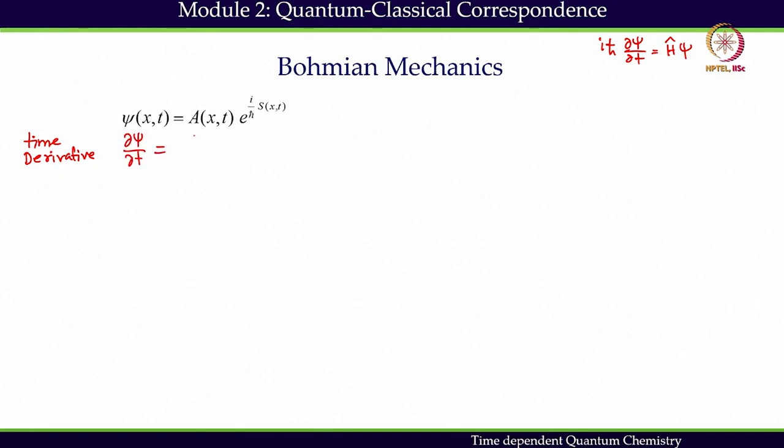This time derivative is going to be e to the power i by h-cut S(x,t), plus A times i by h-cut times the time derivative of the phase function, multiplied by this exponential part. So, this is the time derivative, and then we will go for the space derivative.